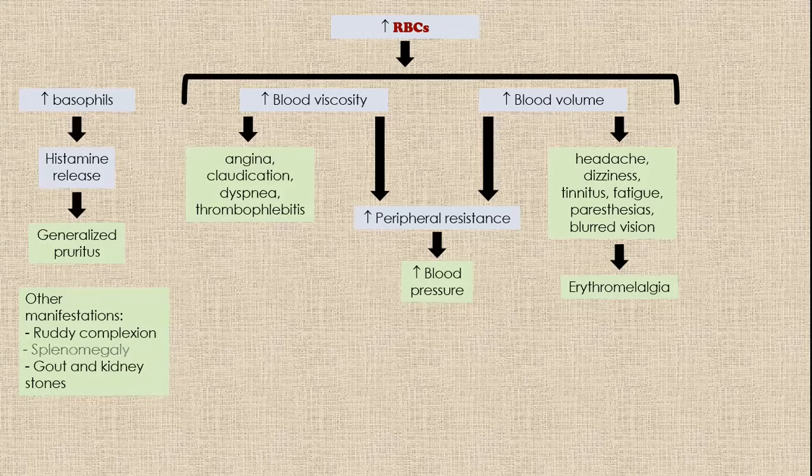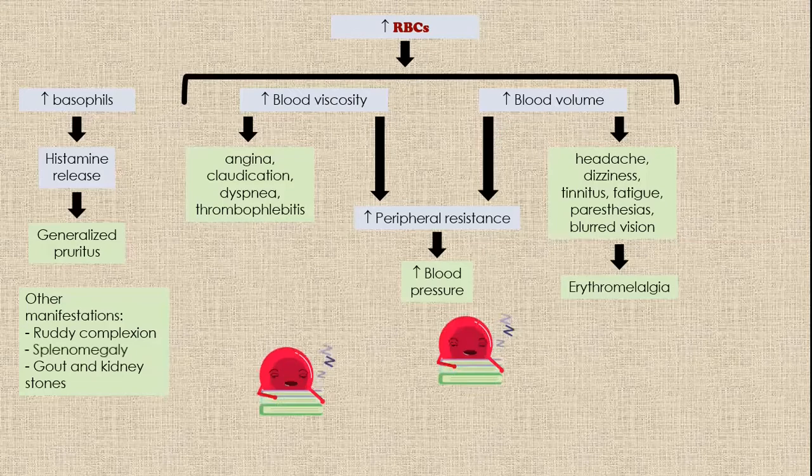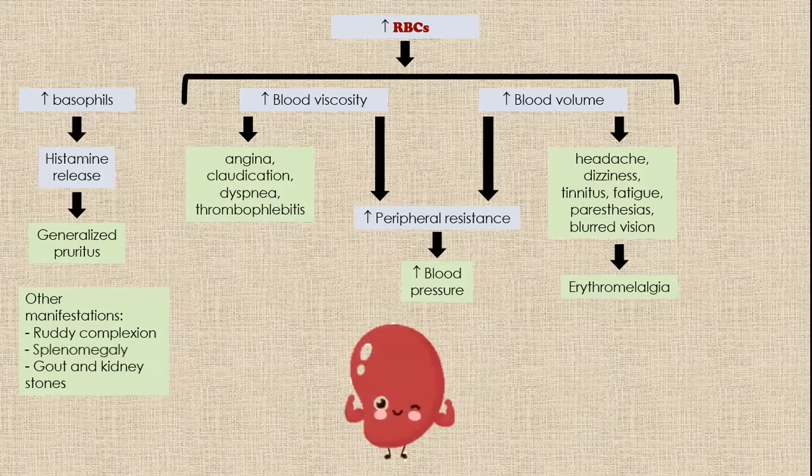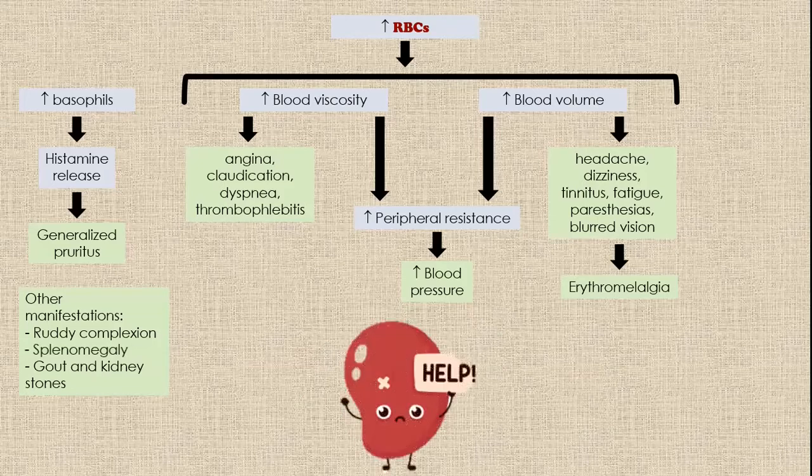How does splenomegaly occur? When red blood cells get old, are malformed, or damaged, the spleen recognizes them and removes them, as the spleen's main function is to filter blood. However, in polycythemia, the spleen will be filtering more red blood cells, causing enlargement, or what is known as splenomegaly.